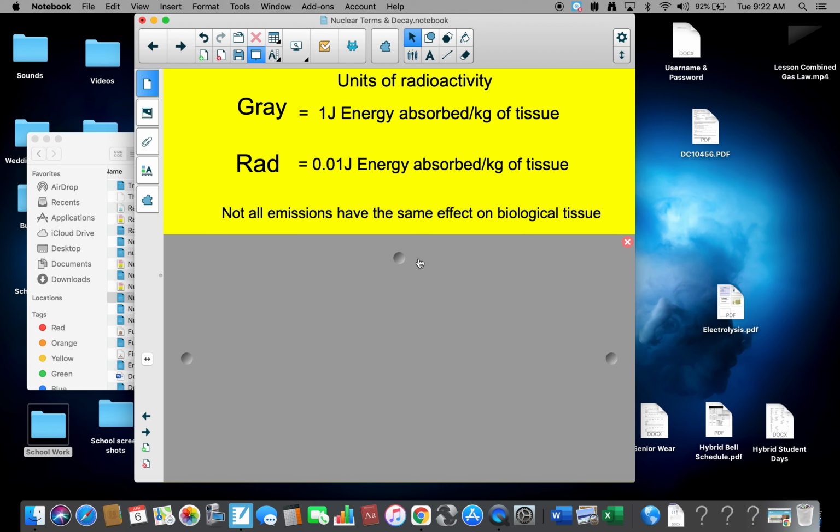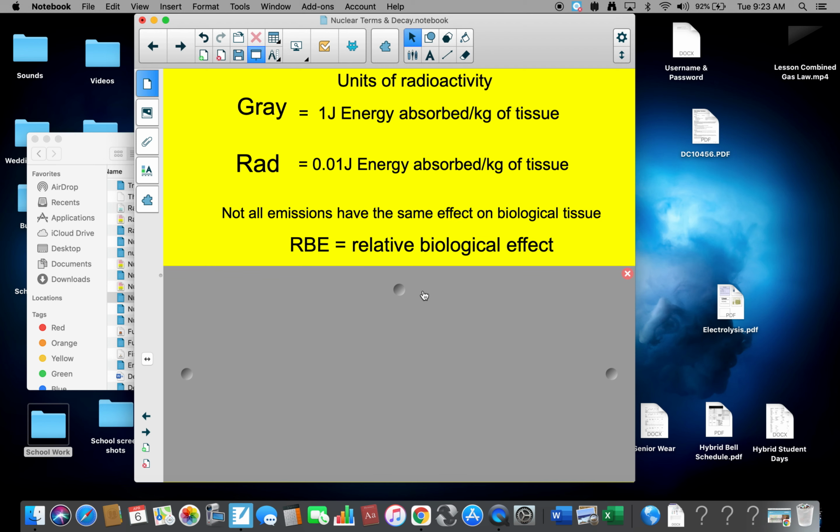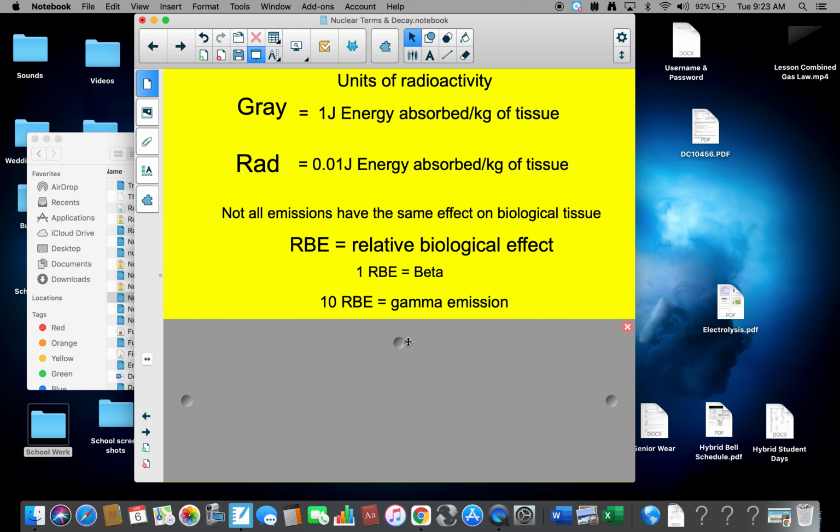Now, not all emissions affect the body the same way. So we came up with something called RBE, relative biological effect. One RBE is a beta emission, so it has a relatively low amount of emission effect, where gamma emissions have 10 RBEs. Gamma energy is expressed as follows.